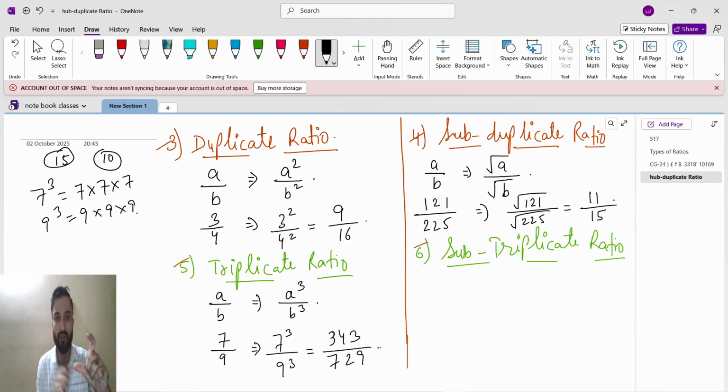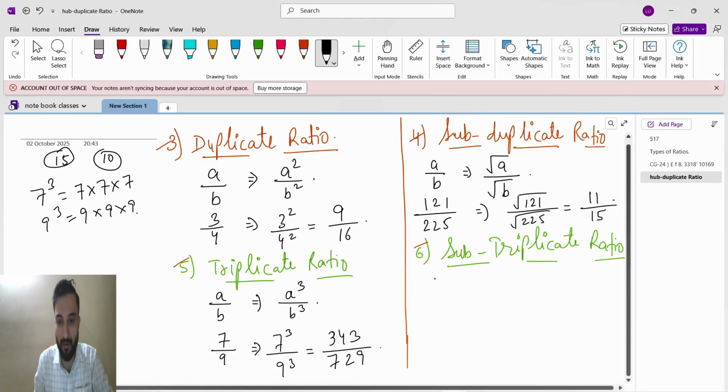Any ratio is given, if you have to find a triplicate ratio, what we will do? We will do the cube of the ratio, we will get the triplicate ratio. Now subtriplicate ratio means any ratio is given, we have to find the subtriplicate ratio, we will do the cube root of the ratio.